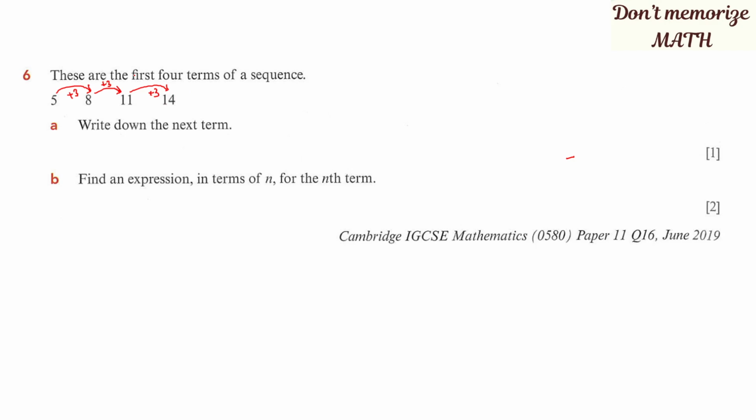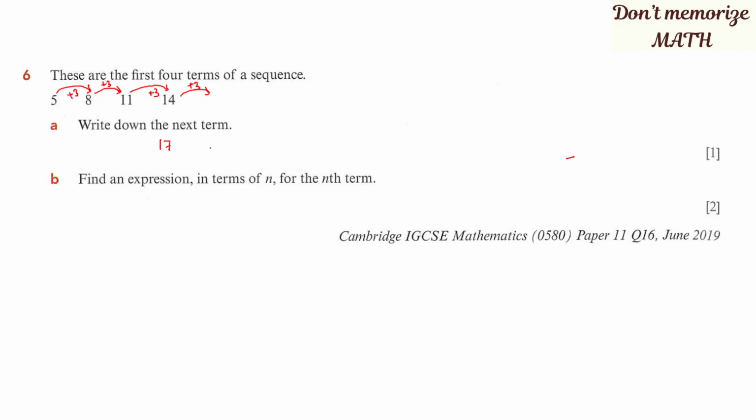Arithmetic sequence means either we are adding some number or subtracting. Adding a negative number is the same as subtraction. So we are adding some numbers and continuing the sequence, that is called an arithmetic sequence. So the given sequence is an arithmetic sequence. So to find the next term we will add again plus 3. So 14 plus 3 is 17.